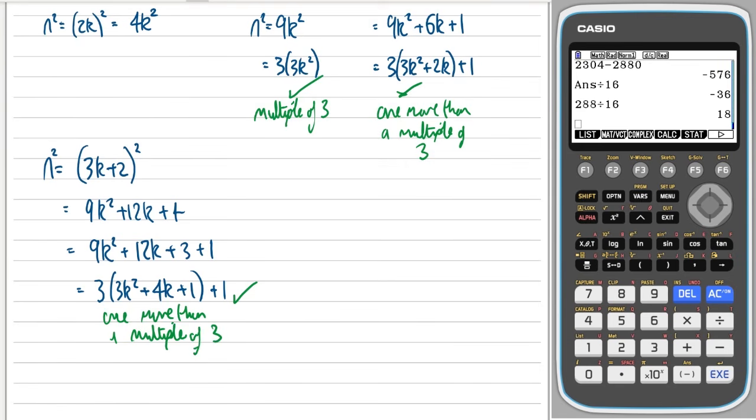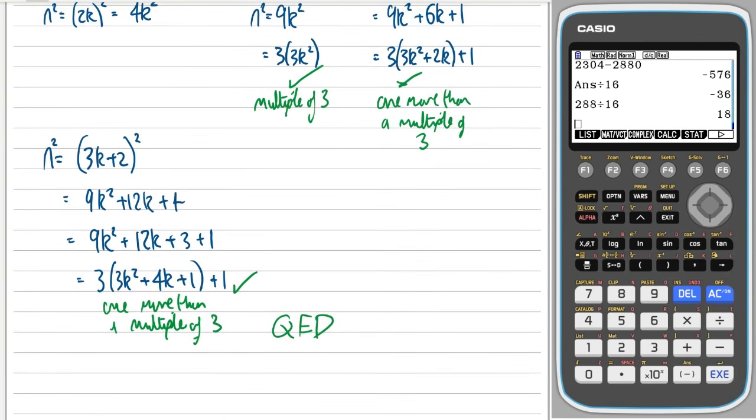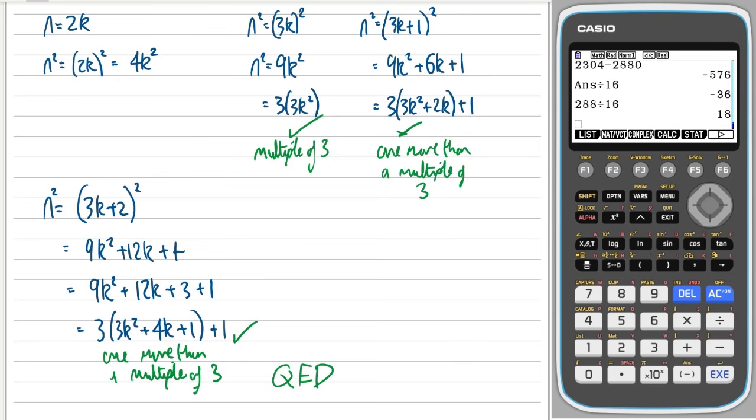Okay, now we need a concluding statement, and we could say QED here, but we can say that all 3 cases are as required. So therefore all natural numbers are. Perfect.